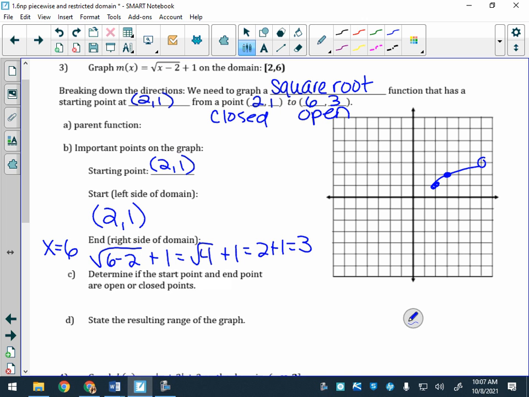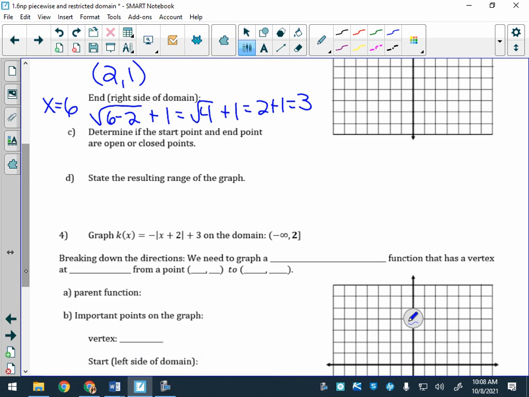All right, one other question that we haven't done yet. Looking at this restricted domain, what is our range of this graph? Of just that piece that's shown. What's our range? Riley? Good. 1 with a bracket, 3 with parentheses.